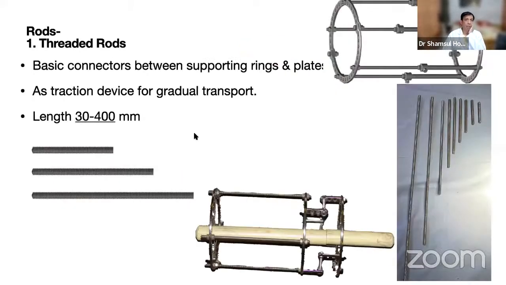Then we have the rods. We have the usual threaded rods that connect the supporting rings and plates. You can use a traction device, a transport device, or a lengthening device for gradual transport. Length ranges from 30 to 400 millimeters. If you're using a long threaded rod, you can use a false ring in between. This is the usual assembly of the rod. The rod is a very important part of the Ilizarov ring assembly. These are different parts you can connect with the rods. You can even connect with these distractors also. The rods can be used plain or with the distractors.